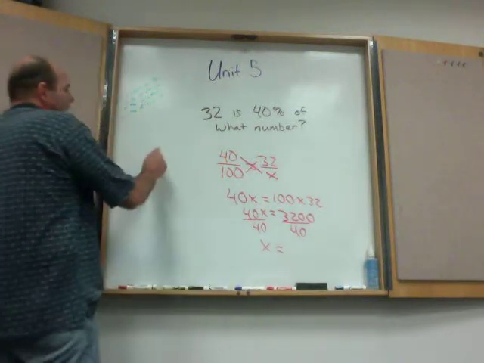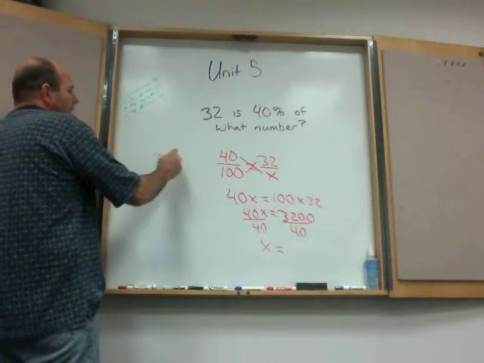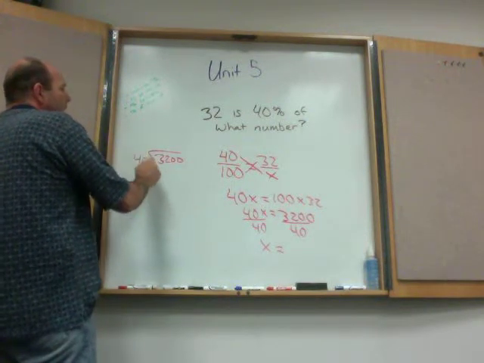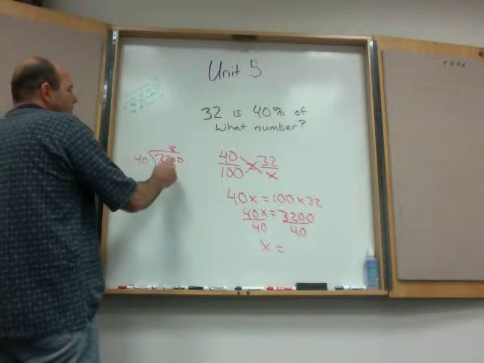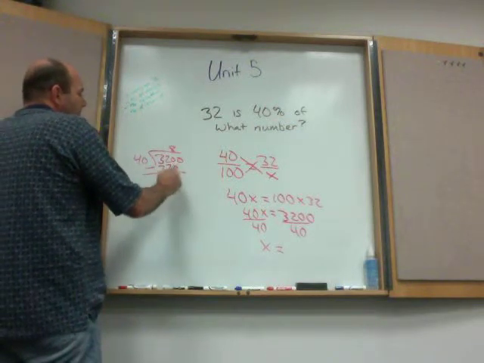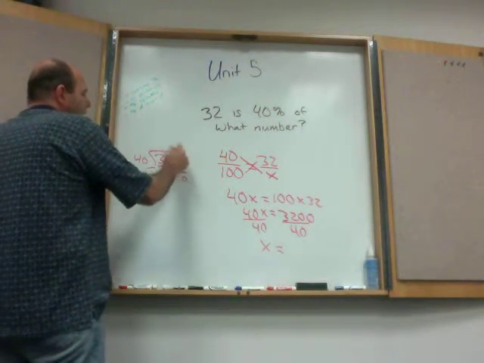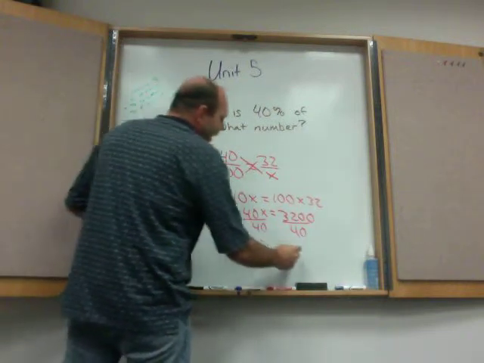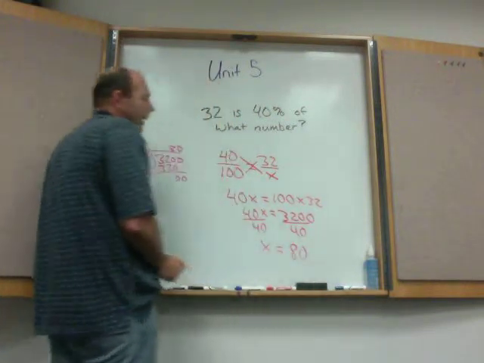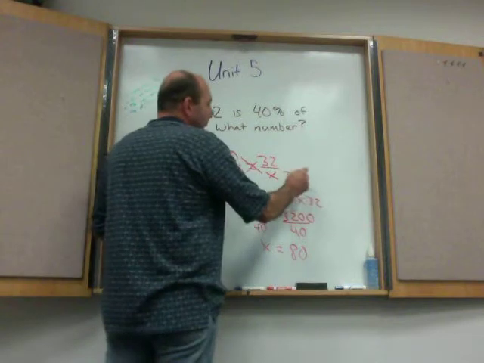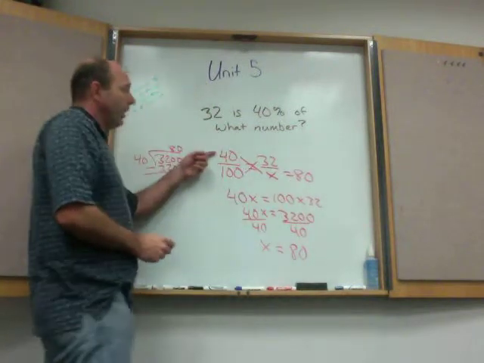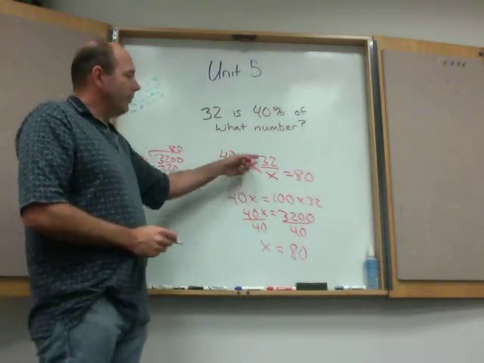I'm left with just x on this side. And over here I have 3200 divided by 40. And let's see, that should be 8, remainder of 0, and that gives me a 0. So 80 would be my solution for this problem. So 40% of 80 is 32.